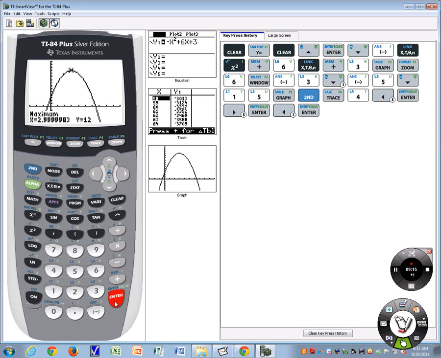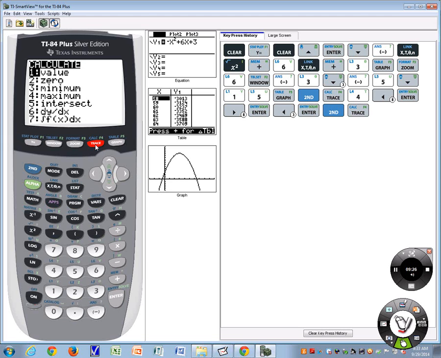Should we go somewhere else for now? Okay, so we're going to find the intercepts, all right? So let's go back to the calculate menu, where we calculate anything we want on our graph. Which of these things do you think calculates x-intercepts?